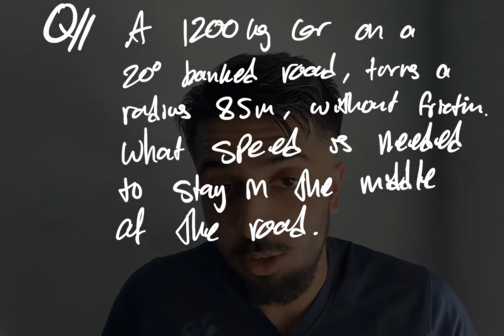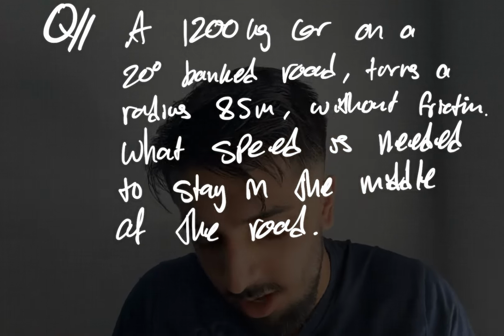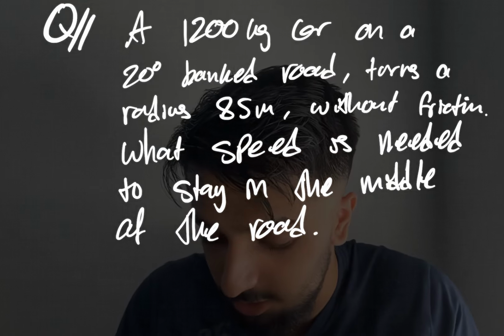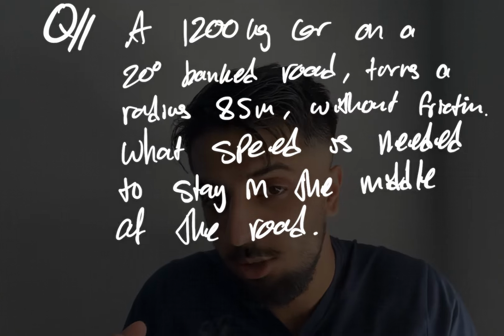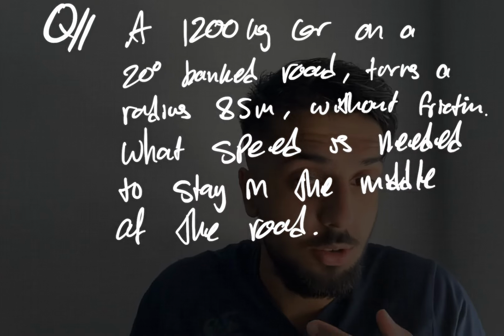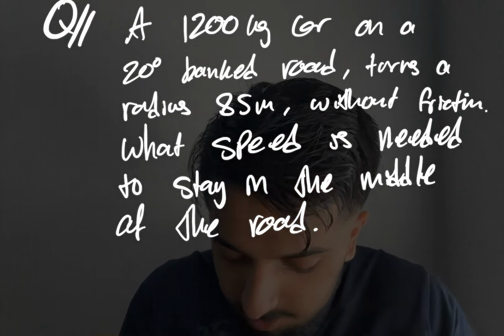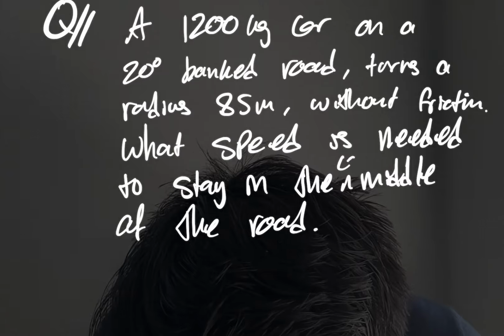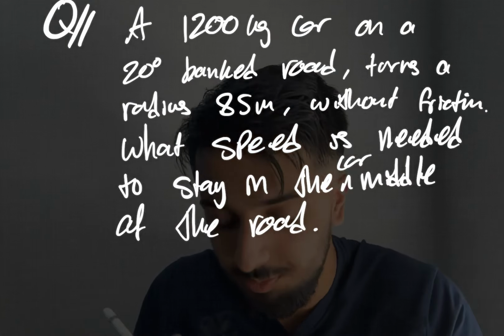Okay, so we can move on to a question now. A 1200 kg car on a 20-degree banked road turns a radius of 85 meters without friction. Now remember, no friction is needed when we go around a banked corner because the centripetal force is not provided by friction, it's provided by the horizontal component of the normal force. What speed is needed for the car to stay in the middle of the road?